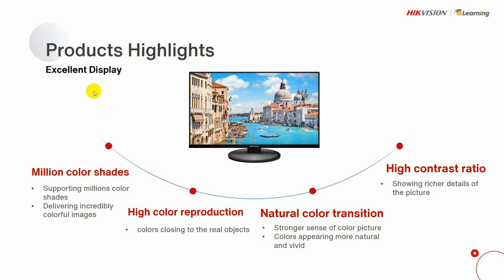And our CCTV series monitors provide excellent display. It has million color shades, which can deliver incredibly colorful images, right? And it has high color reproduction. The colors can be close to the real color of objects. And it also has natural color transition, which means a stronger sense of color picture, and colors appear more natural and vivid. And also it has a high contrast ratio. It can show richer details of the picture.